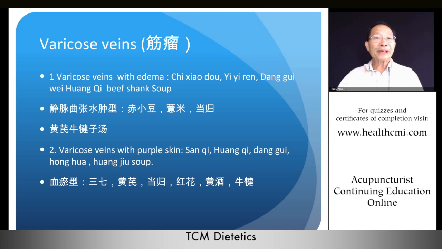But to complete this recipe, don't forget to put in another important one we call a channel leading herb. Why? Because now we talked about the varicose veins, which are always on the leg. So for taste and for a stronger function, we need to put in a leg of an animal, that is the cow. So we call it beef shank.